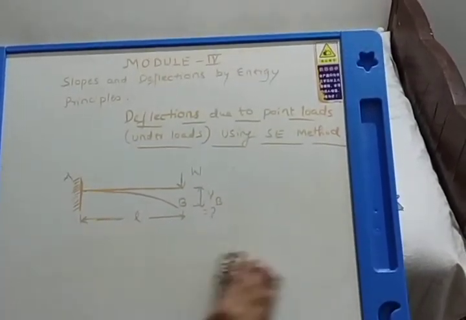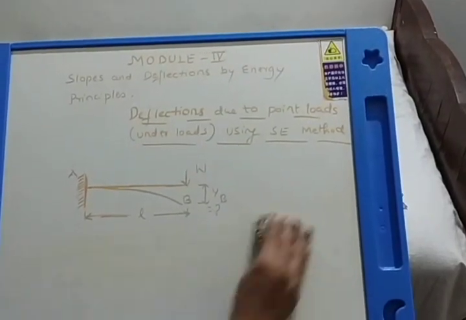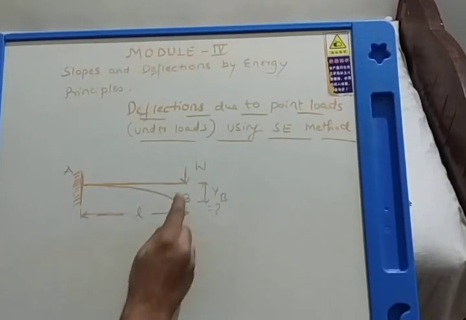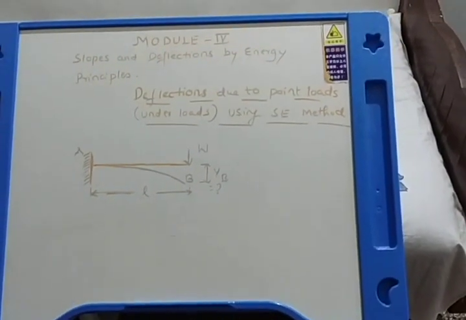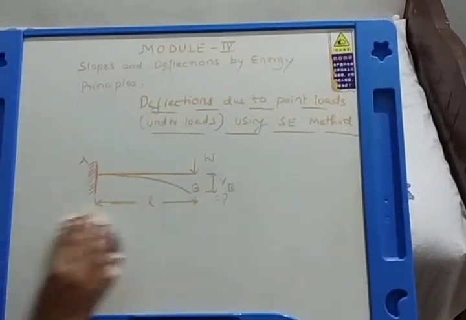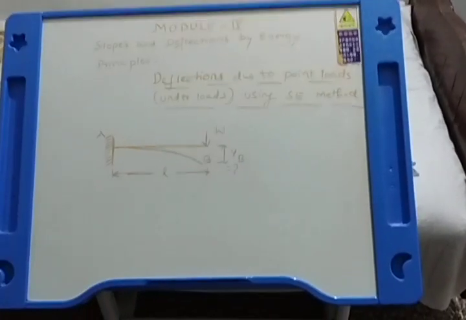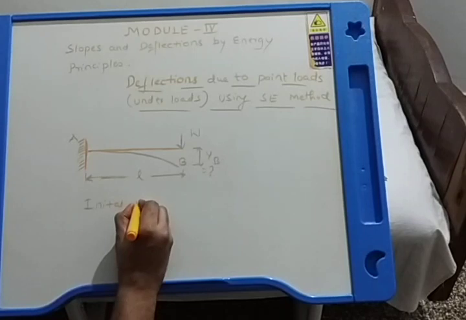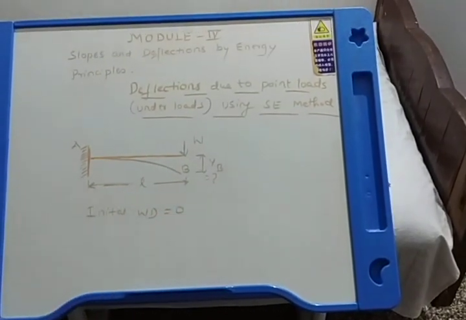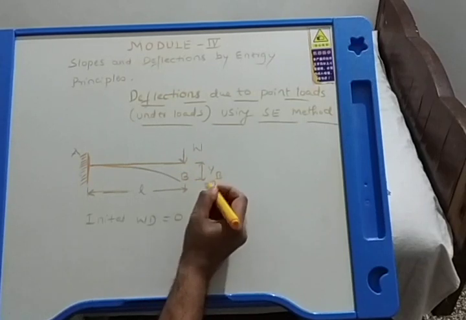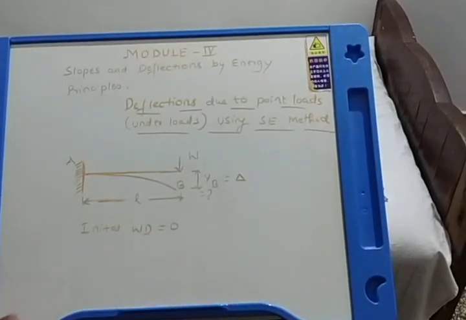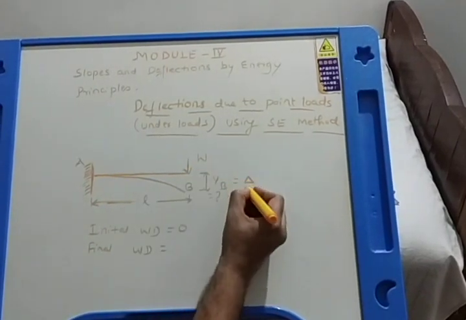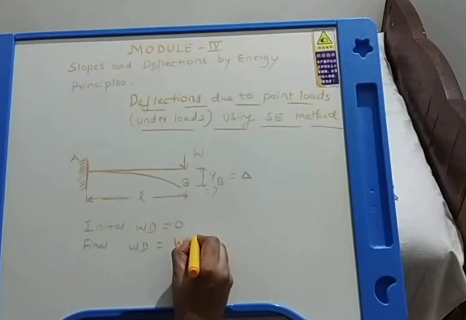So when the load is applied to the structure gradually, it undergoes deflection. Initially the deflection is 0. So initially the work done is equal to 0. Initial to start with, the initial work done is 0. Now finally the structure undergoes the deflection like this, YB, I can call it as delta. So the final work done will be equal to how much? Force into displacement. That is the definition of work done, W into delta.